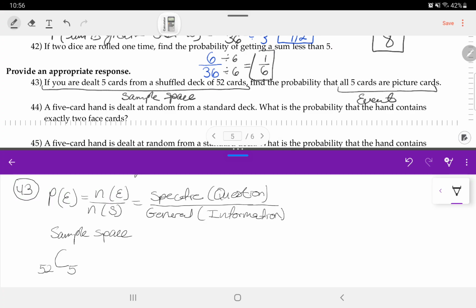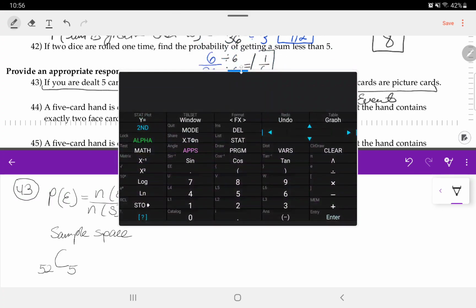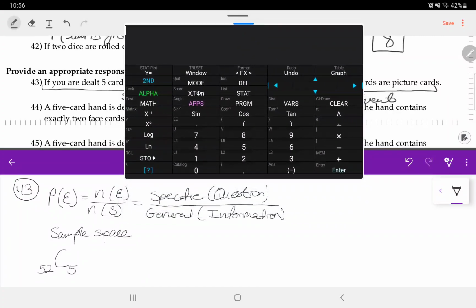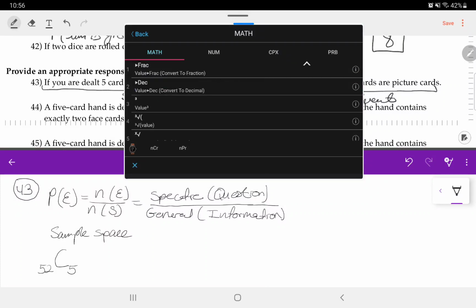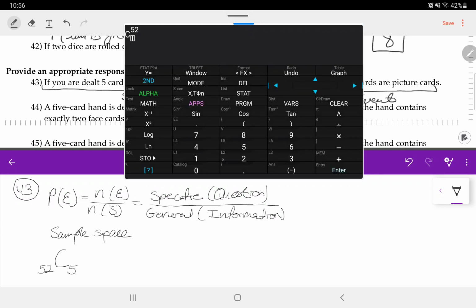We're going to do a combination once again in our calculator. Let's open up that bad boy. And remember, you type in the first number, which is 52. Go over the math. Use your arrow to go over to PRB. Combinations is the third option. Put in the second number, which is 5. And that is going to equal 2,598,960.